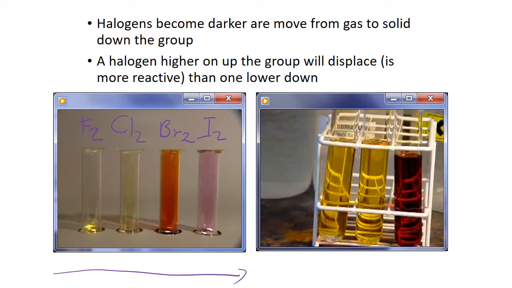Halogens higher up the group will displace those lower down, as you can witness here. We'll do an experiment on it as well, because they are essentially more reactive. Fluorine is more reactive than chlorine, chlorine is more reactive than bromine, bromine is more reactive than iodine.